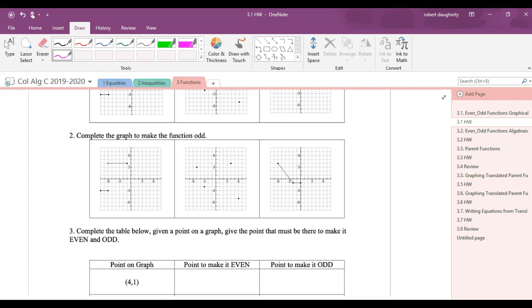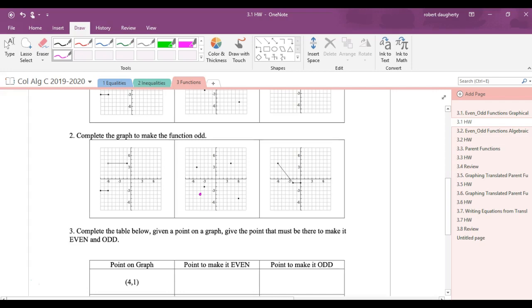So to make this function odd, describe how I get to this point right here. I go where? How do I get from the origin to this point right here? I go right 4 and up 4. What's the opposite of right 4 and up 4? Left 4 and down 4. So left 4 and down 4 is right here, okay?